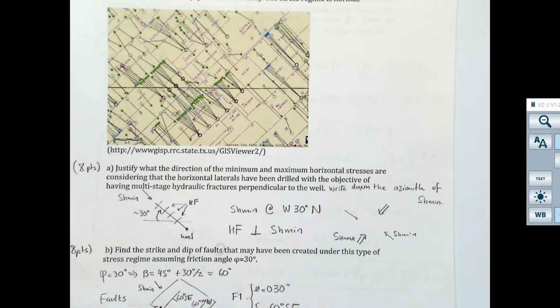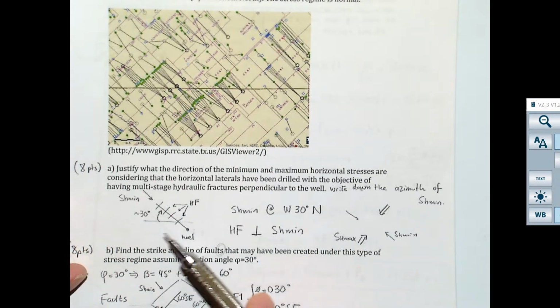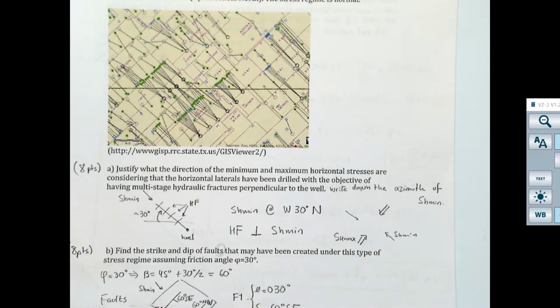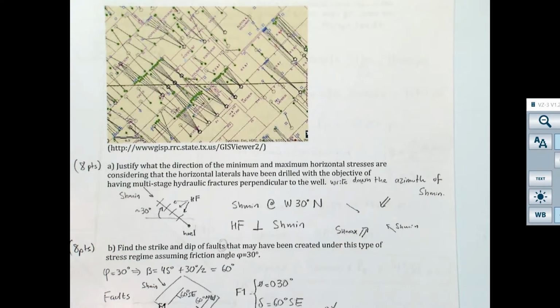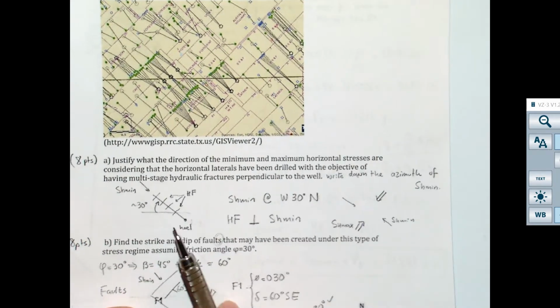Remember, the fractures are planes, okay? They are not lines. This is a simplification. And a hydraulic fracture plane is going to be perpendicular to the direction of the minimum principal stress. All right.